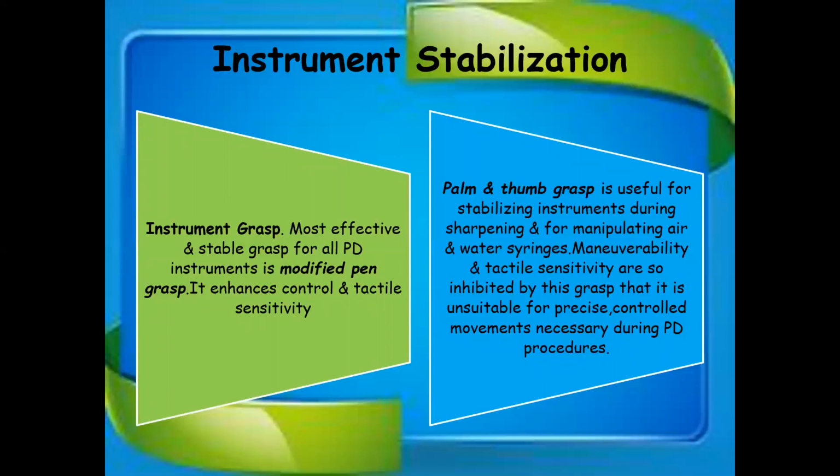Palm and thumb grasp is useful for stabilizing instruments during sharpening and for manipulating the air and water syringe. Tactile sensitivity is so inhibited by this grasp that it is unsuitable for the precise controlled movements necessary during periodontal procedures.